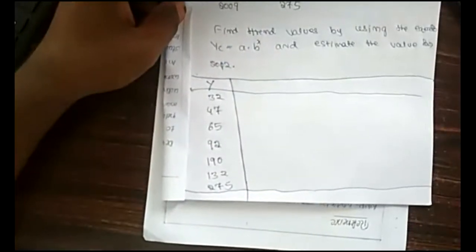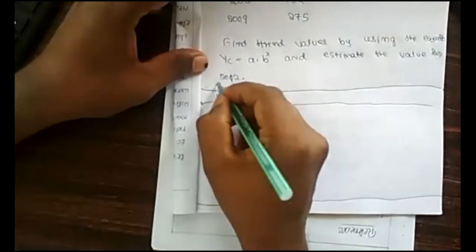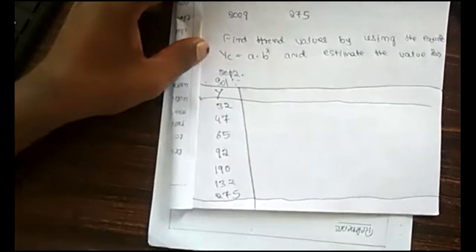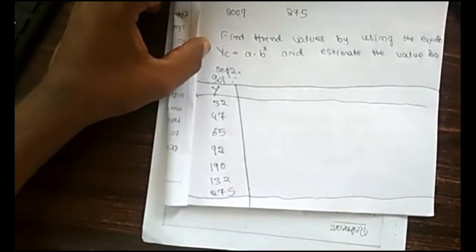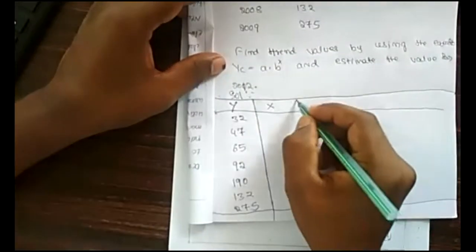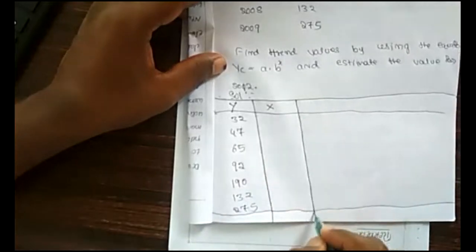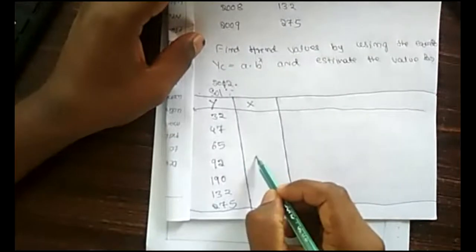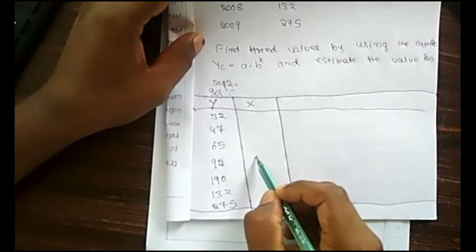First write down the actual values. So this one is the solution. First write actual values, then the time variable, that is nothing but x. Calculate the time variable. So for odd years, 7 years are given, so we can take the middle year as the origin year, correct?